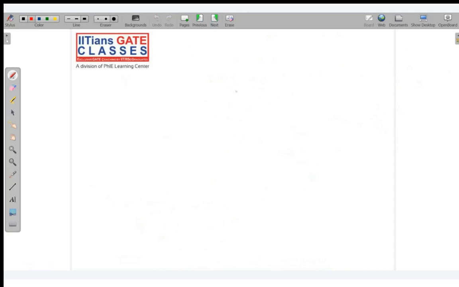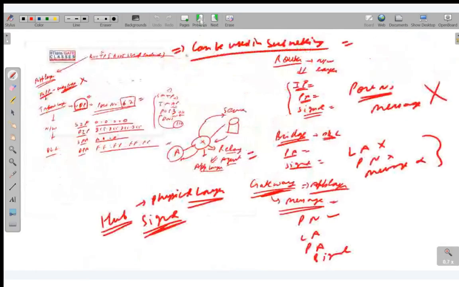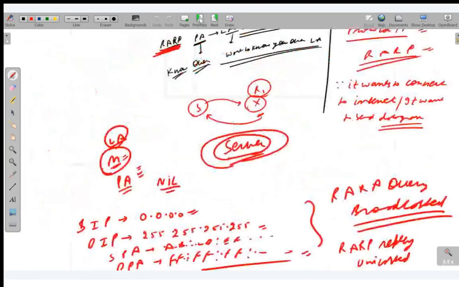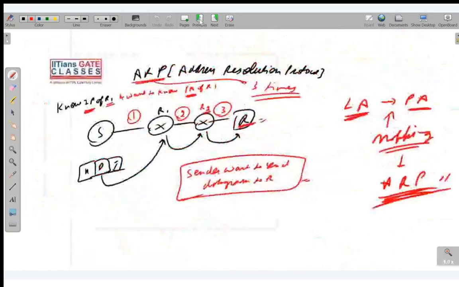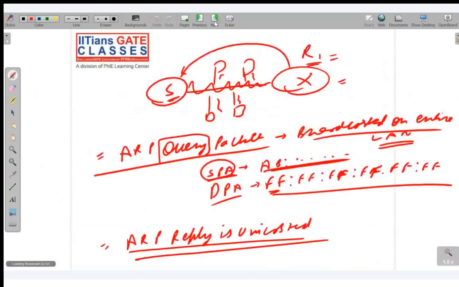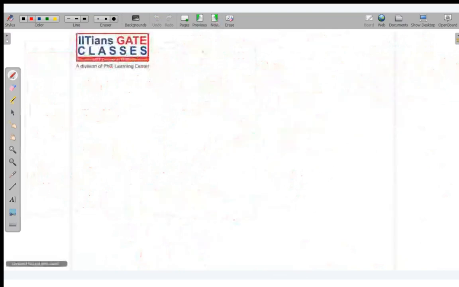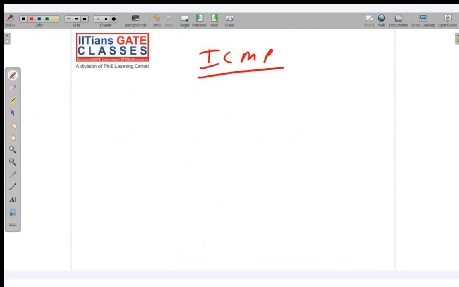So next is ICMP. This is over: LA to PA, PA to LA mapping, everything is fine. See the first slide: ARP is over, RARP is over. Next is ICMP. Let me start that. ICMP is Internet Control Message Protocol.